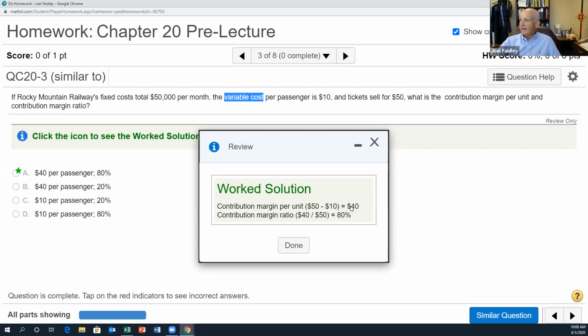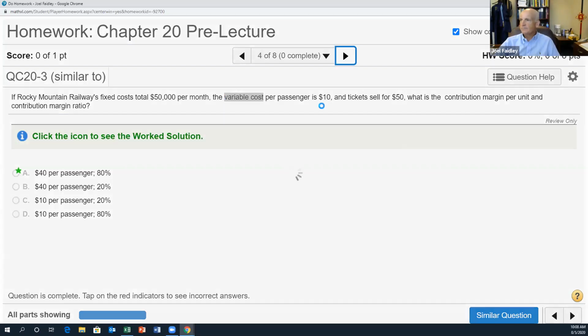And that $40 divided by 50, right? My contribution margin divided by my sales price is 0.8, or 80%. 0.8 is what you would plug in if you're doing the formula to calculate this, as we will here later.